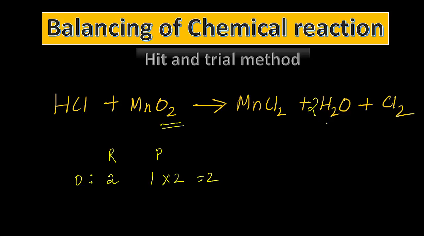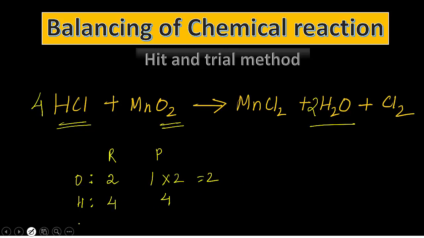So now as I have multiplied the whole molecule with 2, what is the number of hydrogen atom? So the number of hydrogen atom becomes 4 in the product side. Now in the reactant side, what is the number of hydrogen atom? This is only 1. So we will place 4 before that. The number of hydrogen atom in the reactant side becomes 4.